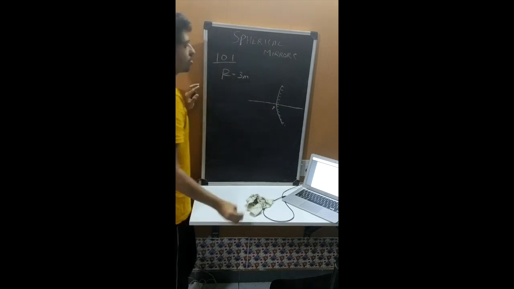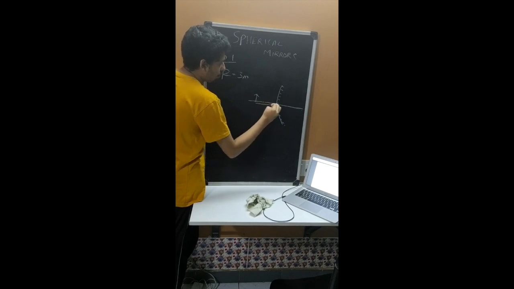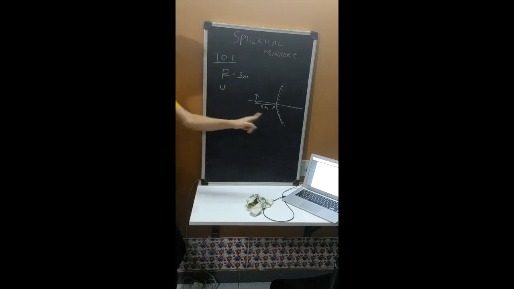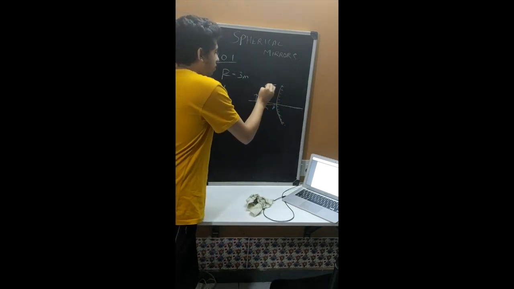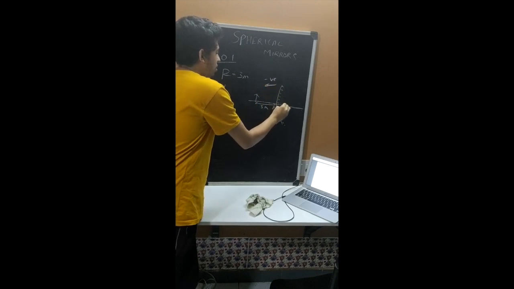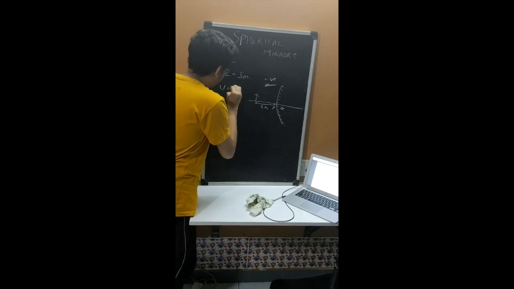Pole, bus is on, obviously object is on the left, it has to be always on the left, and they have told it is 5 meters. So what is u? Is it minus 5 or plus 5? It is minus 5 because it's on the left side, which is negative. This is 0, we're coming to the left side, so it is minus 5 meters.